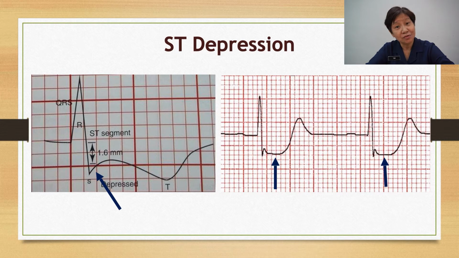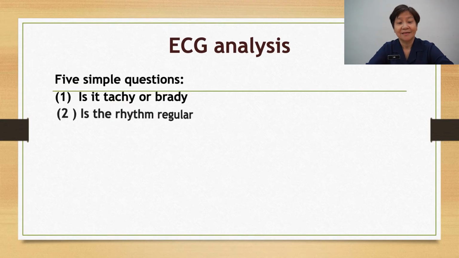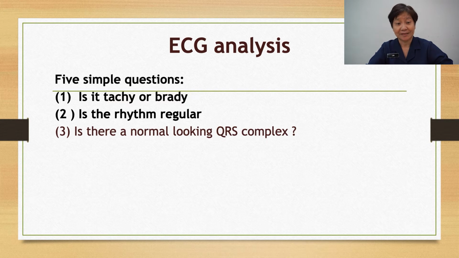Okay, now we come to ECG analysis. There are a few questions, very easy questions only. Okay, first, when you look at the ECG, one rhythm strip, first thing you must look at is whether it is tachy or brady. Remember just now I told you all, if the RR interval is more than 5 big square, yeah, that is brady. Then how about if the RR interval is less than 3 big square? Yes, it is tachycardia. So roughly, from one glance, you should know whether it is tachy or brady.